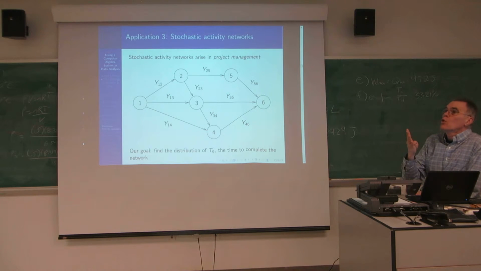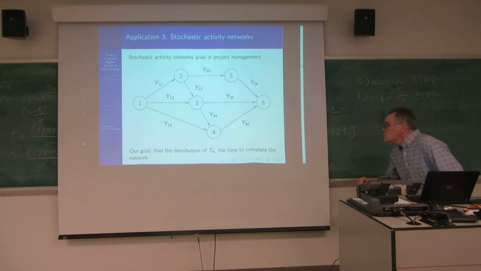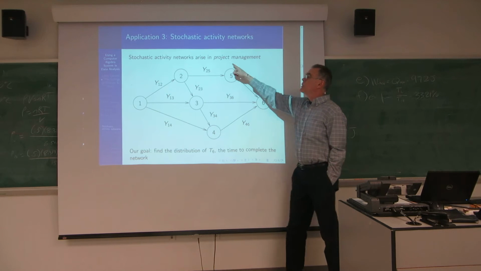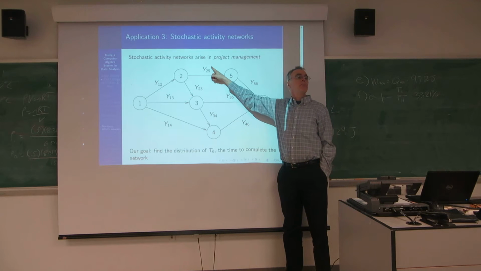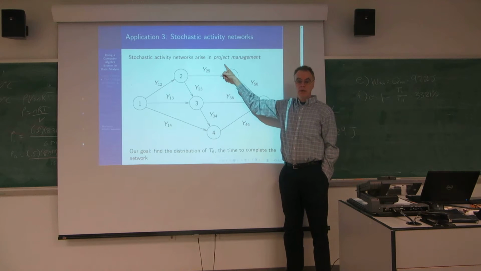All right, we're now going to go to one of the 4 applications that I'm going to do. And the first of those applications is a stochastic activity network. And here's the idea. These come up in something called project management. Now there's a subtle difference between project management and production management.